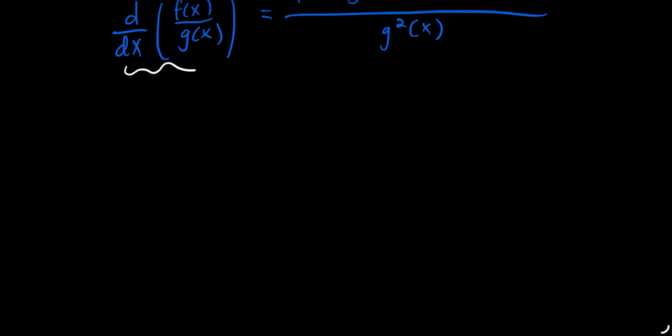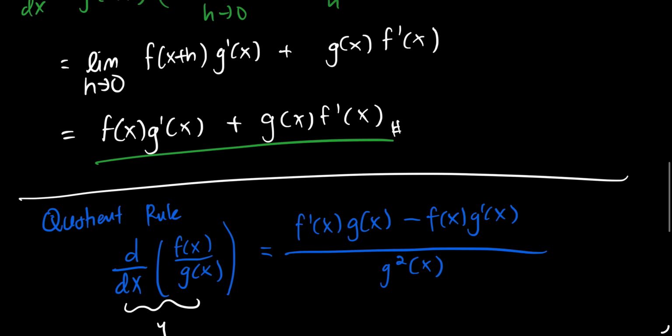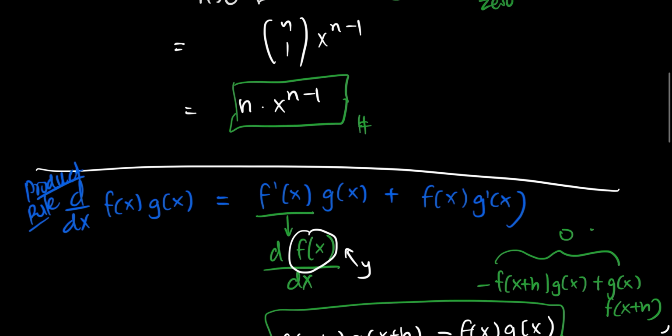So now what we're going to do is express this as y. Let's say this entire thing is y, okay? y is the same thing as f(x) times g to the negative 1, right? Makes sense, right? And now when we do dy over dx, we're going to use the product rule. What is the product rule? We're using this rule here.